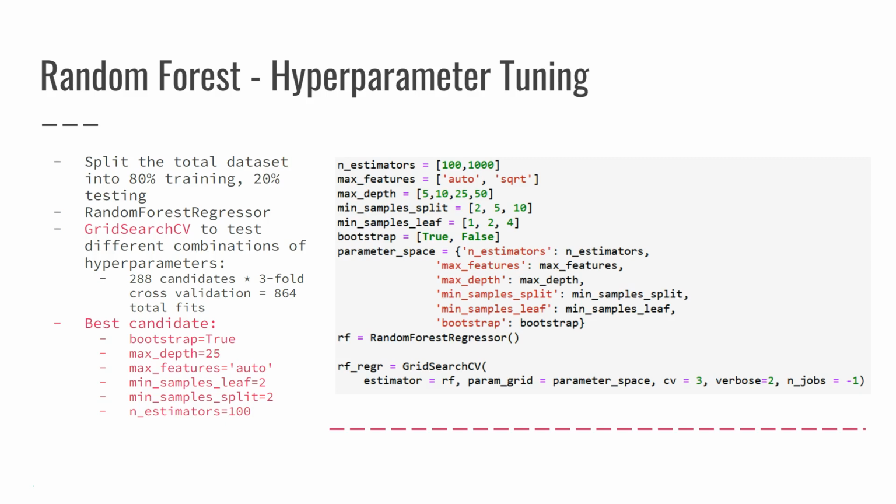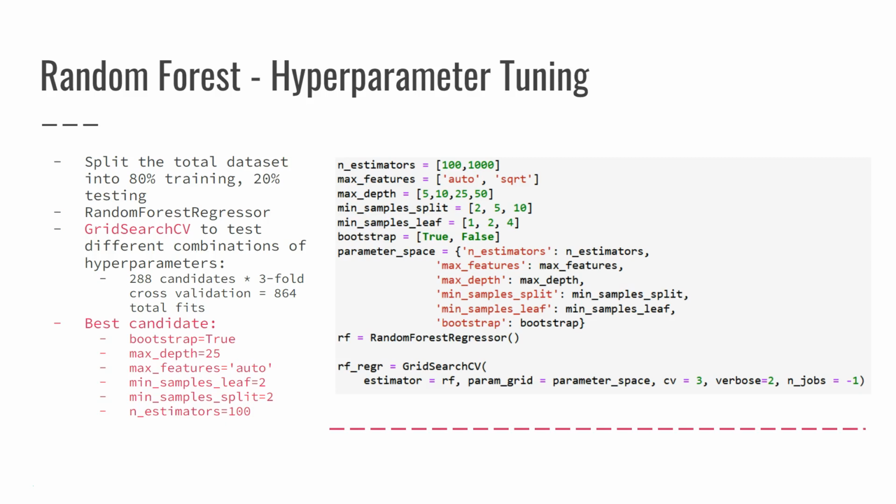So for my random forest, over here on the right you can see a screenshot of my Jupyter notebook that I used for building this model. I decided to use Grid Search CV, which is an offering from sklearn, to try out a bunch of different combinations of hyperparameters. And you can see my parameter space there of the different things that I tried out.